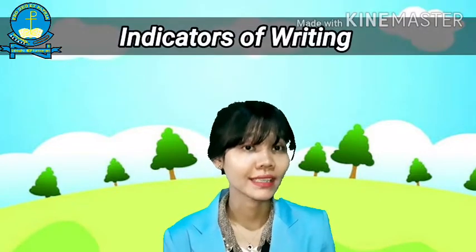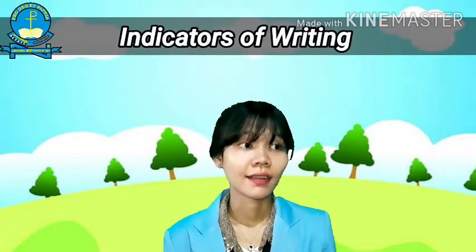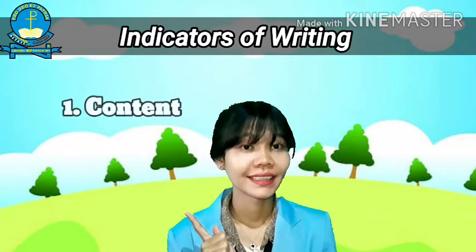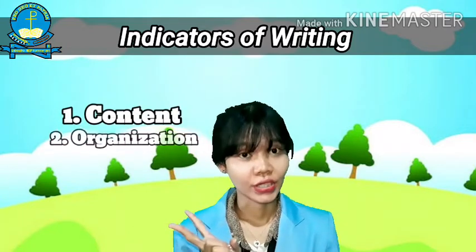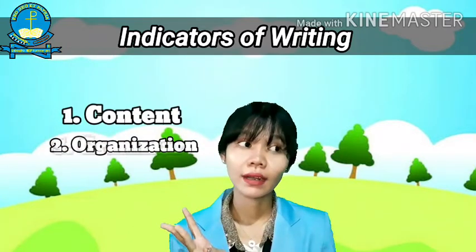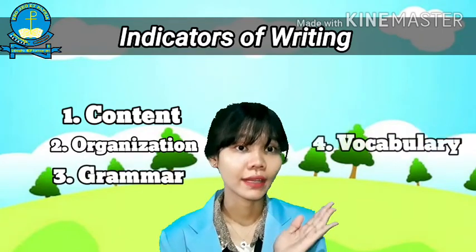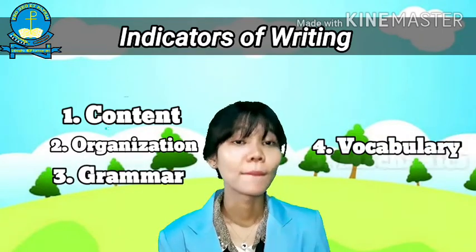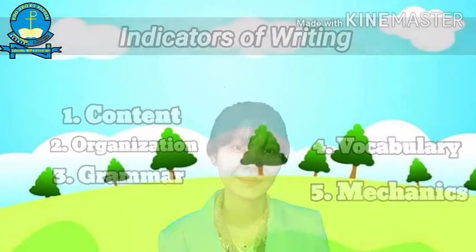So, based on those theories, we can conclude that the indicators of writing are content, organization, grammar, vocabulary, and mechanics. So I will explain all of that one by one.